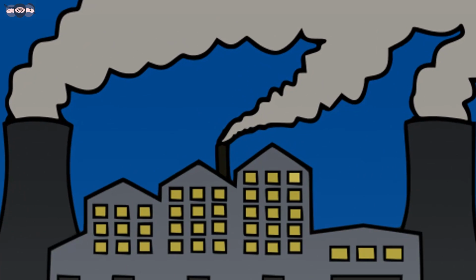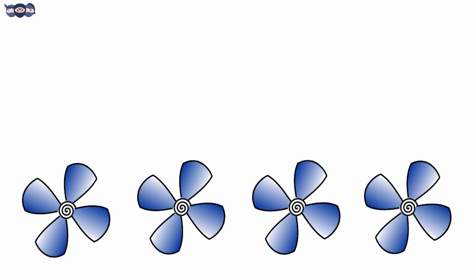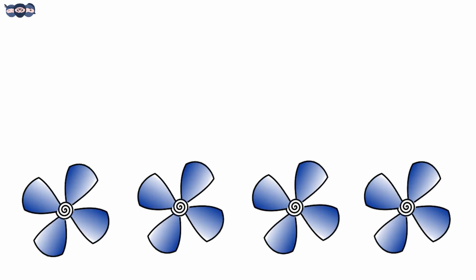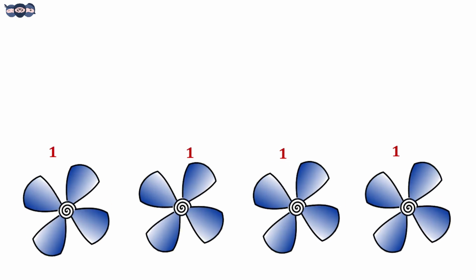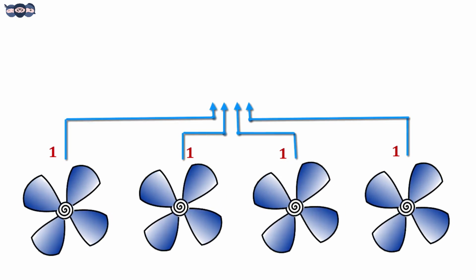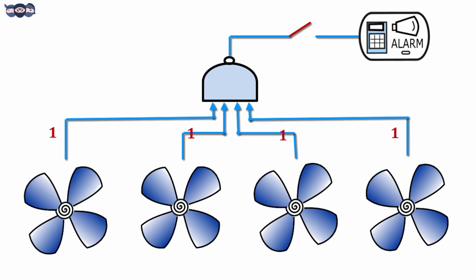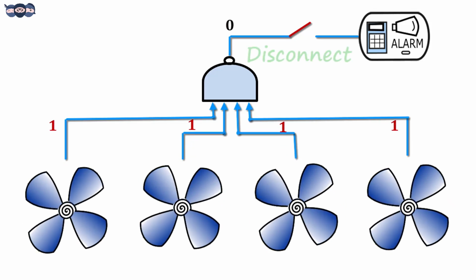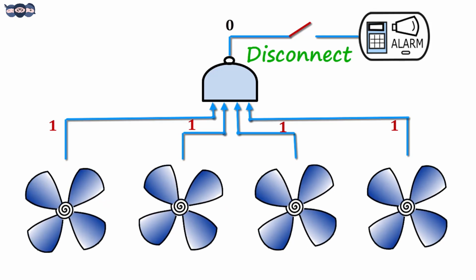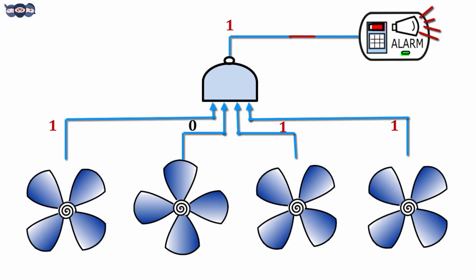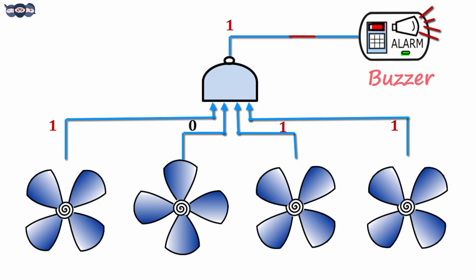Consider a chemical factory where the exhaust fans help to blow the pollutants out. When the fans are operating, a logic 1 is obtained. The output of all the fans is connected to a NAND gate, which is followed by the alarm circuit. When all the fans are operating, the NAND gate output is low, disconnecting it from the alarm. When any one fails, the circuit is connected to the alarm and the buzzer goes off.